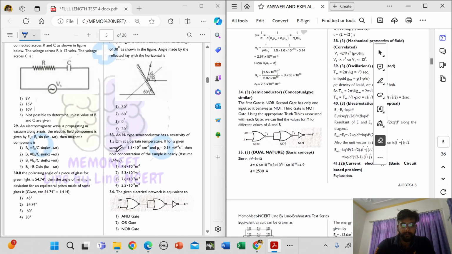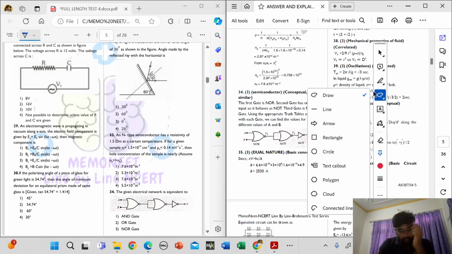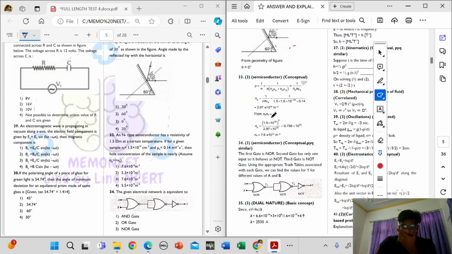Now next question, 33. An N-type semiconductor has a resistivity of 1.5 ohm meter at a certain temperature. If the given sample has intrinsic carrier density given, and mu e mobility given, then find the hole concentration. See, we have the formula here. Rho is equal to 1 upon sigma. This is the formula. Because we have been given an N-type semiconductor, we can neglect the hole part because it will have the majority of electrons. So we will get rho equals 1 upon n e e mu e.